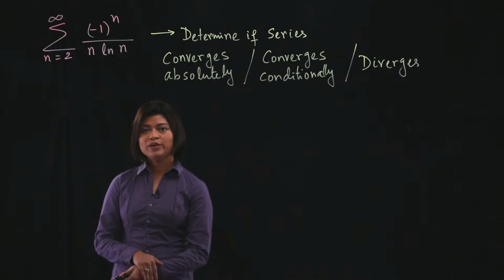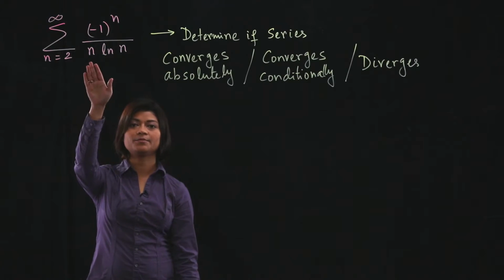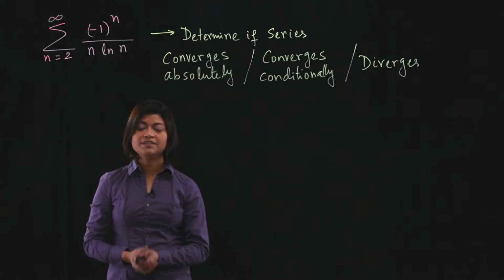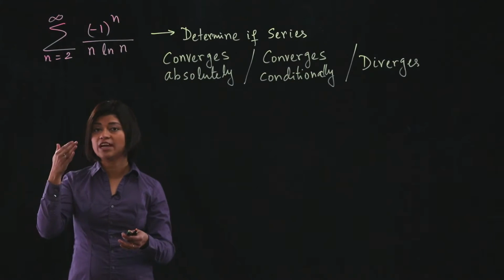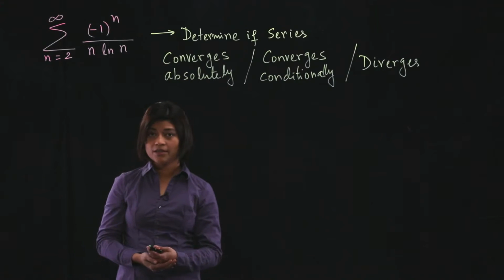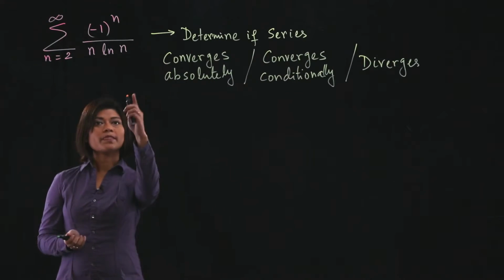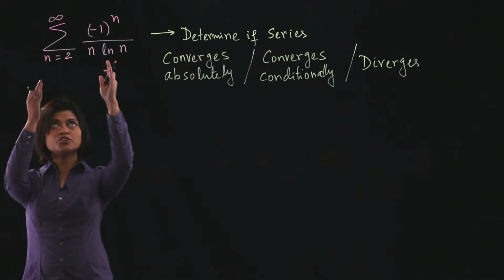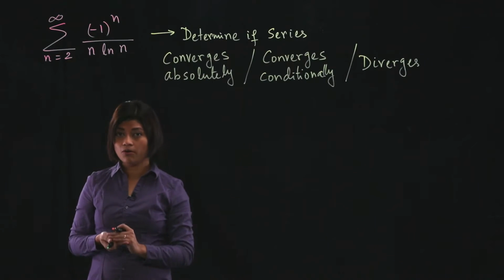Hello, I'm Papia. In this problem, we have an infinite series, (-1)^n divided by n ln of n. We have to figure out if this series converges, and if it does, does it converge absolutely or conditionally, or does it diverge. So, the best way to start is by taking the absolute value of the series and then see if that series converges or not.